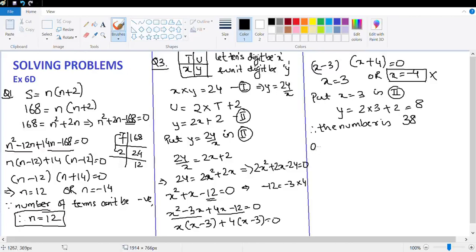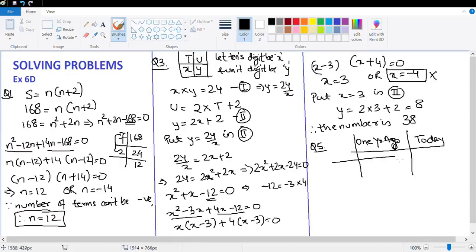Question number 5. Question 5 says 1 year ago, a man was 8 times as old as his son. Now his age is equal to the square of his son's age. So there are two time frames given. One is today and the other one is 1 year ago. So I prefer to make a small table. It helps me understand what we are talking about.